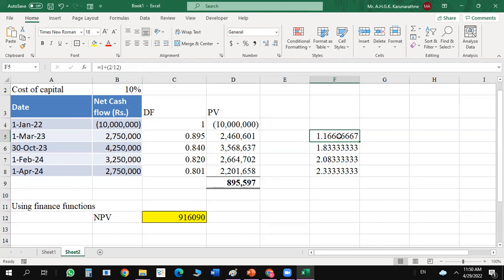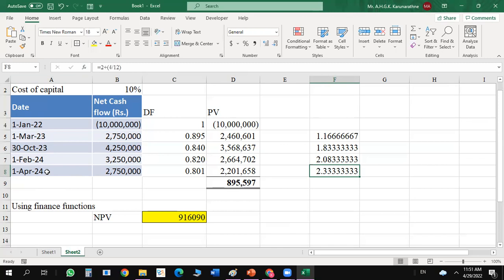Yes, March 1st means 2 months gone. Here, 30th October, November, December, 10 months gone. So 10 divided by 12, correct. Here it is 1st February. 1st February means 2 years and 1 month. Yes, is correct.